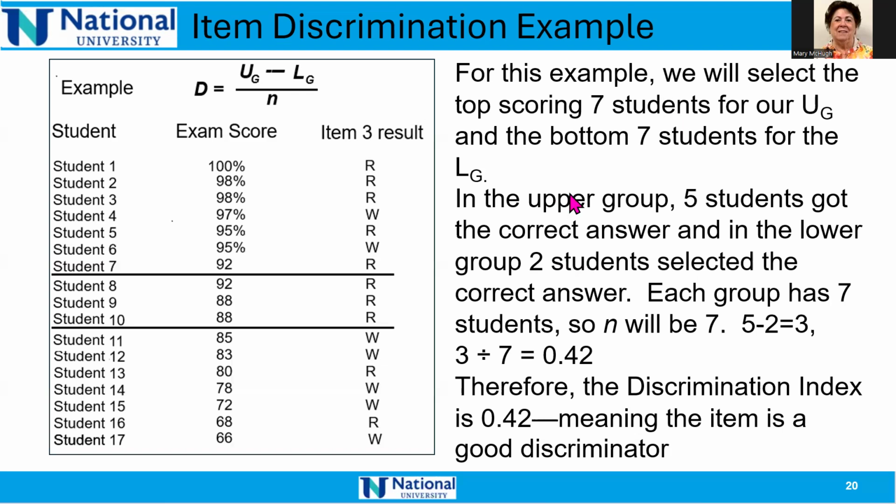So to calculate that, it will be 5 right minus 2 right equals 3. And there's 7 in each group. So that's going to be 3 divided by 7. You just take the n of one group, and that gives us 0.42. That means this particular item does a very good job of discriminating between your high scoring and low scoring students. So this one is a good discriminator.